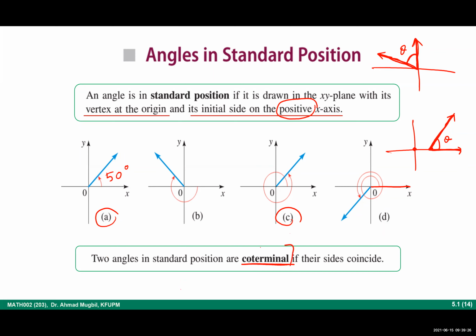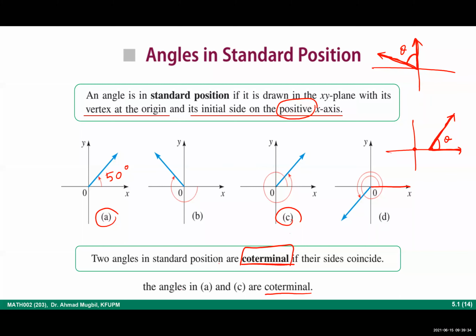Now we have here, shabab, a very important concept, which is coterminal. We said that these two angles are coterminal. So two angles are coterminal if their sides coincide. When they match each other, they are of course overlapping each other.